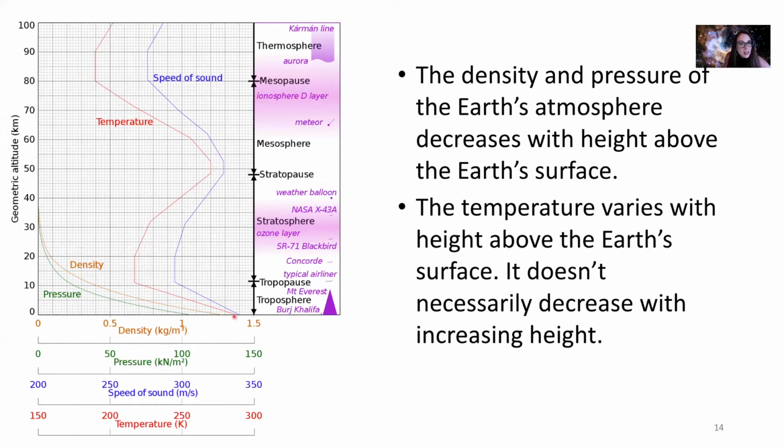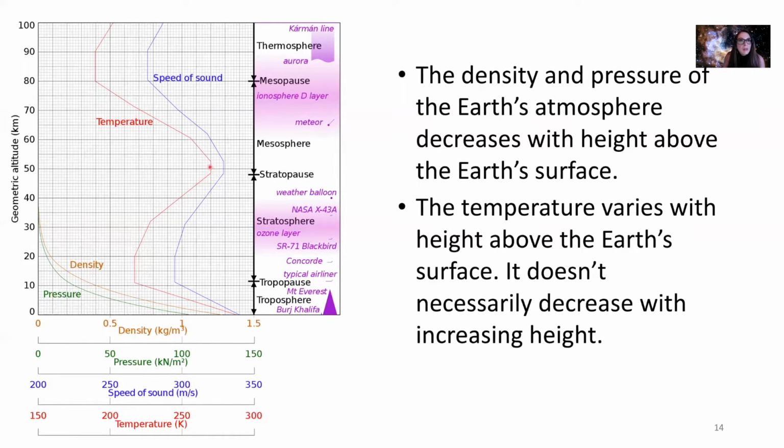So we see that the temperature decreases as we leave the Earth's surface until we reach the end of the troposphere, which is the layer of the atmosphere that we live in. Then it starts to heat up a little bit. The temperature increases as we go through the stratosphere.